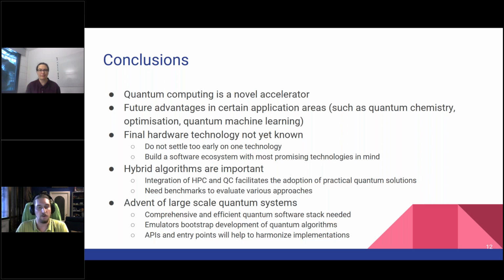And for the advent of large-scale quantum systems, we will be ready. We will need to create an efficient and comprehensive quantum software stack, and we will also evolve the development of new emulators. And yes, this is what we said in this webinar. I hope that it was fine for everybody. And I think that this is all for my side. Thank you for your attention.